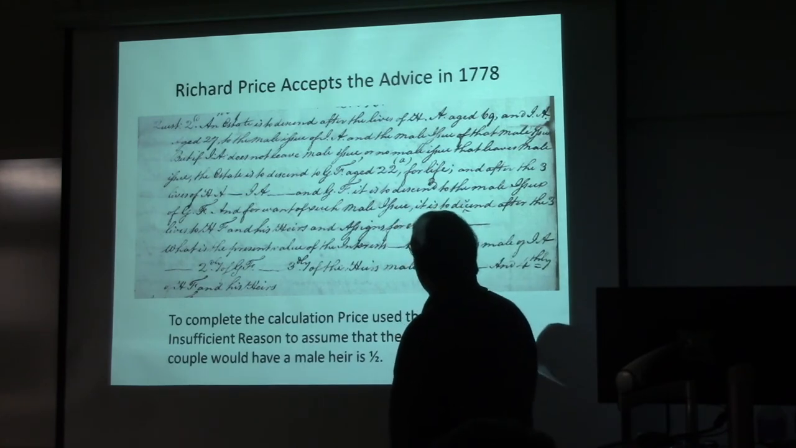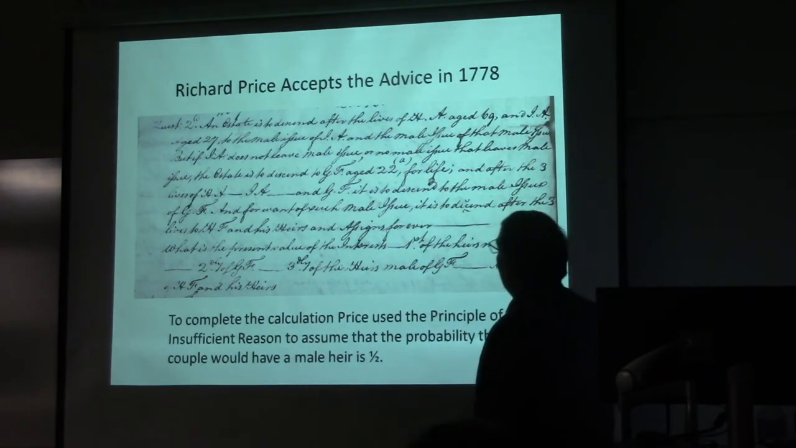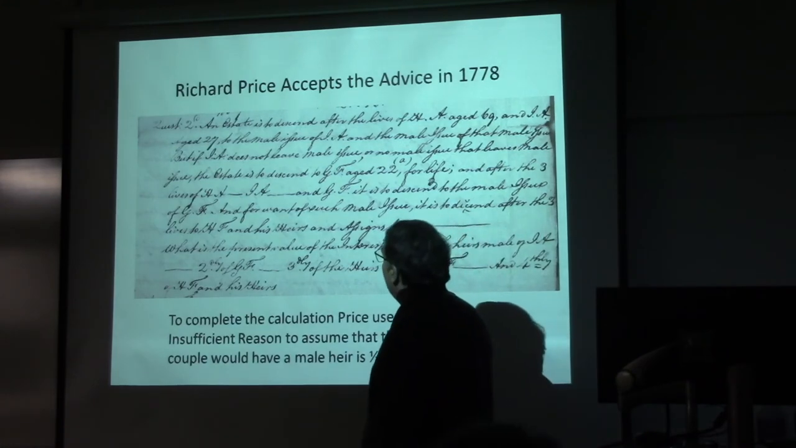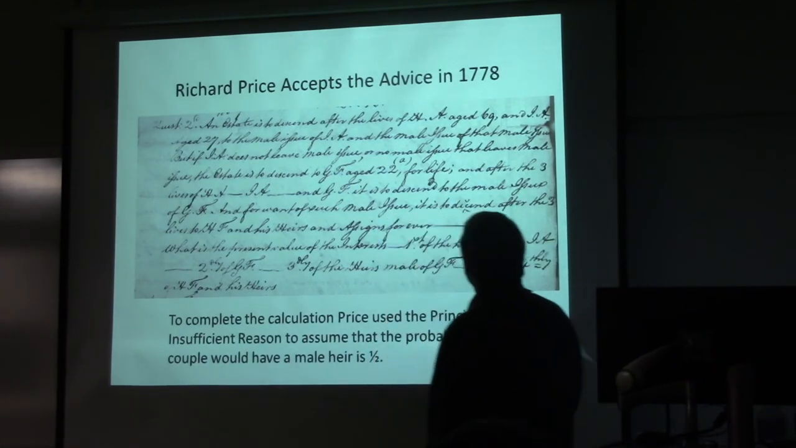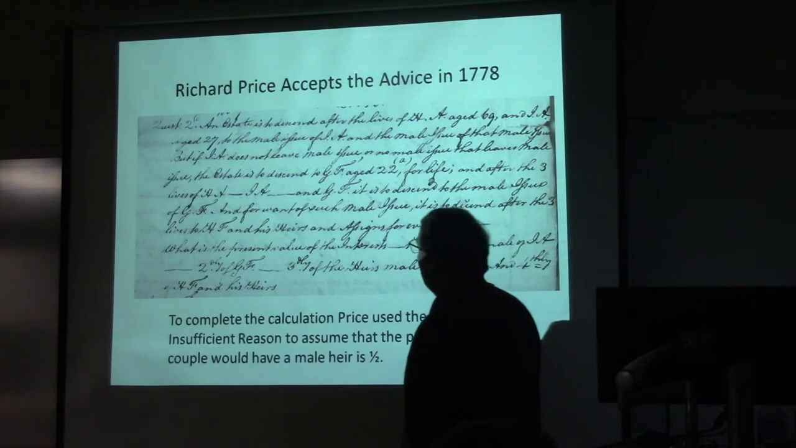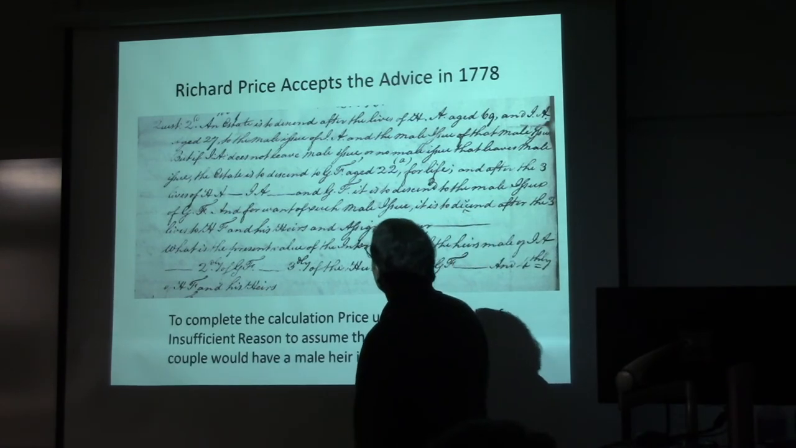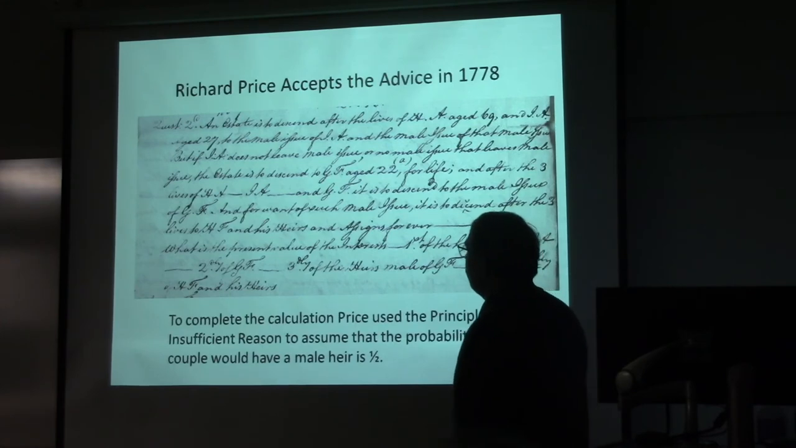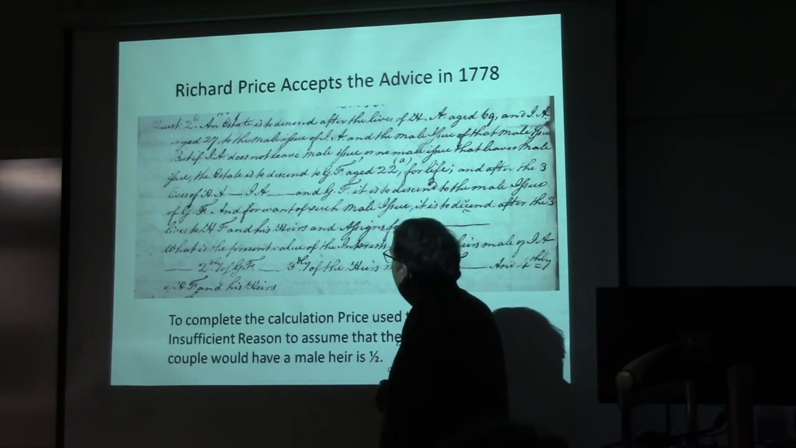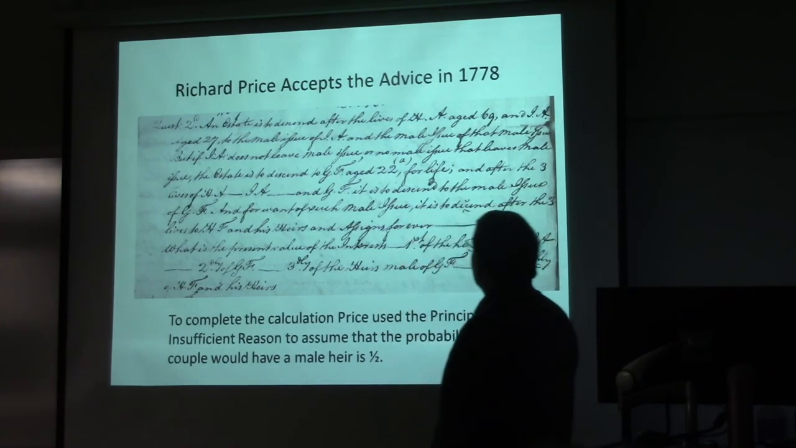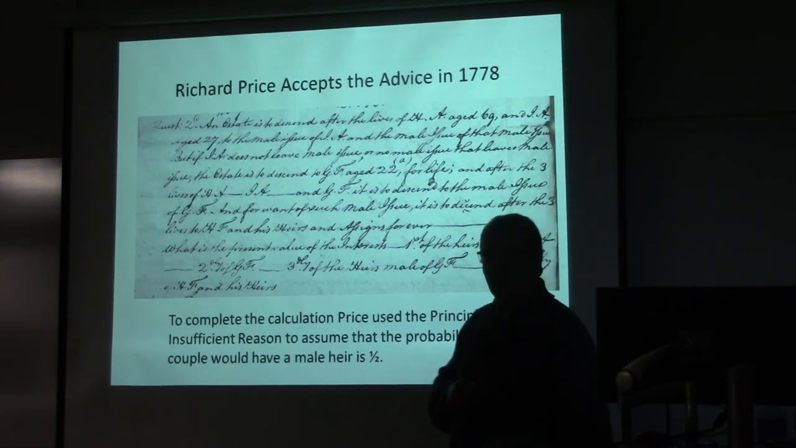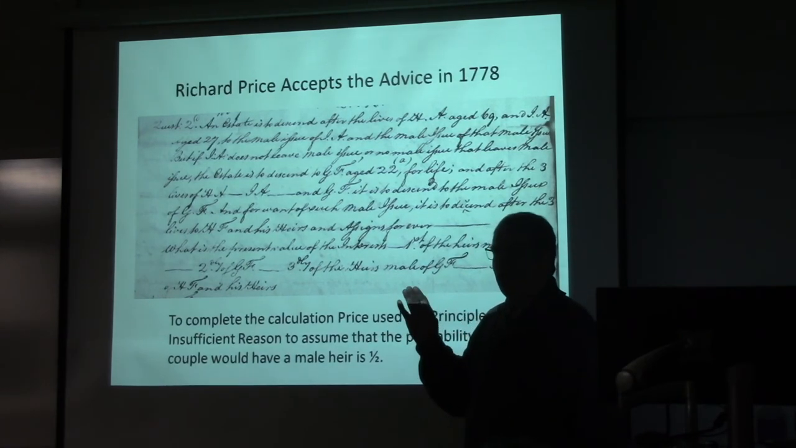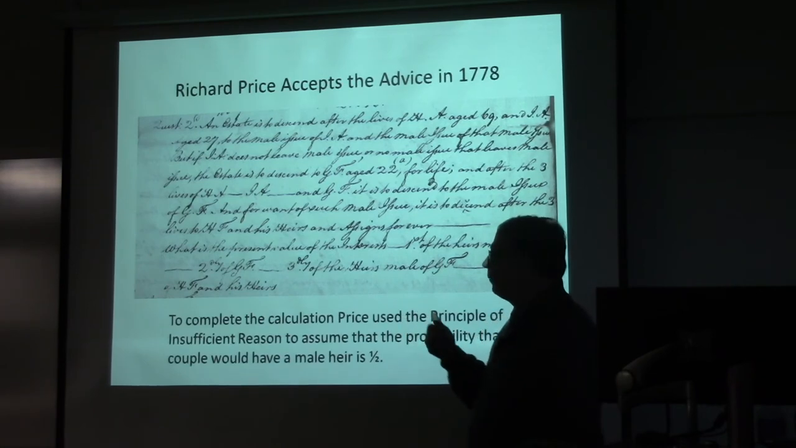descend to G.F., aged 22, for life, and after the three lives of H.A., I.A., and G.F., it is to descend to the male issue of G.F., and for want of such male issue, it is to descend after the three lives to H.F. and his heirs and assigns forever. So, a very complicated life annuity contract.